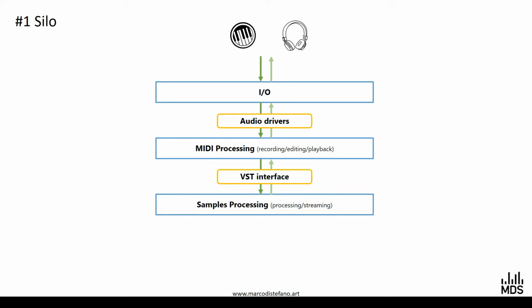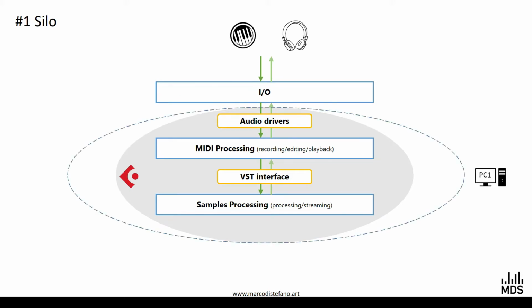So the first one, which I call the silo approach, is one where you have one single PC, which is running, in this case I'm putting Cubase, one single application, which is hosting together the MIDI processor and the sample processor. Meaning that all of this will be inside one single application. So what's the advantage and what's the disadvantage of this solution?